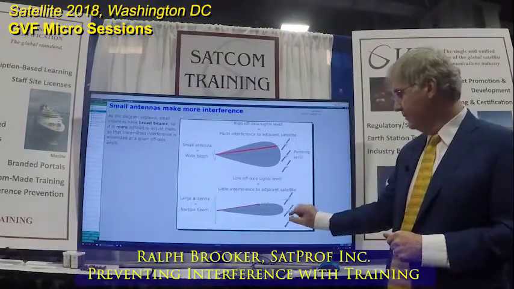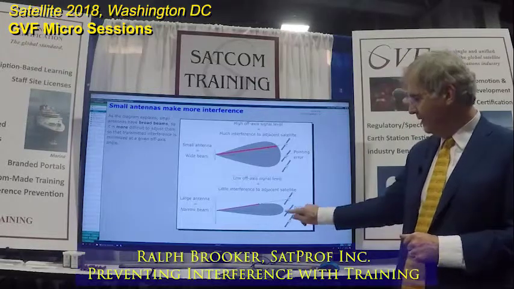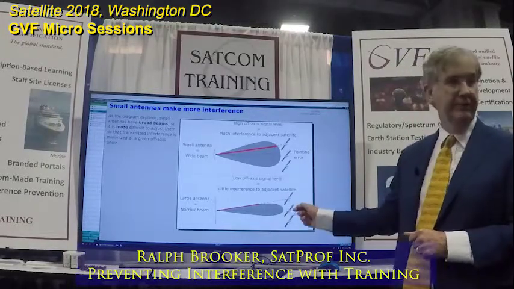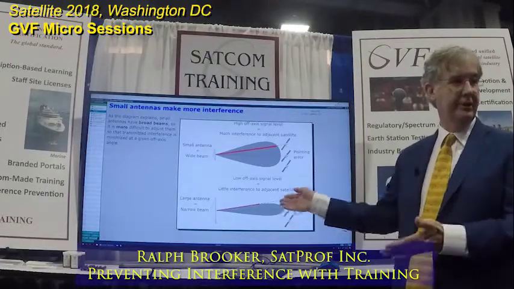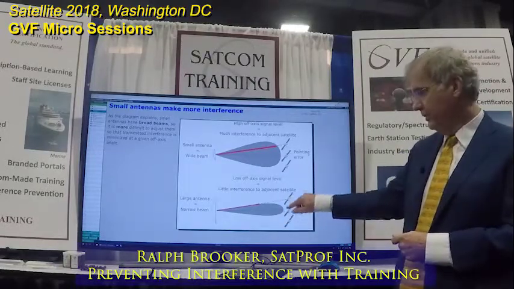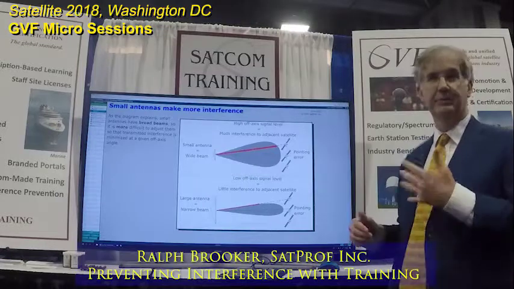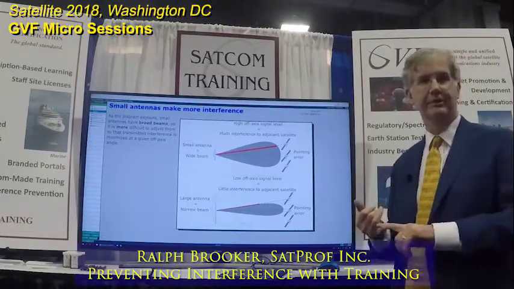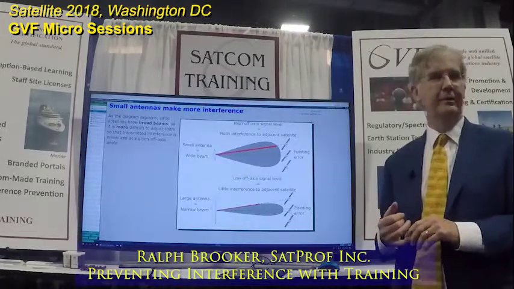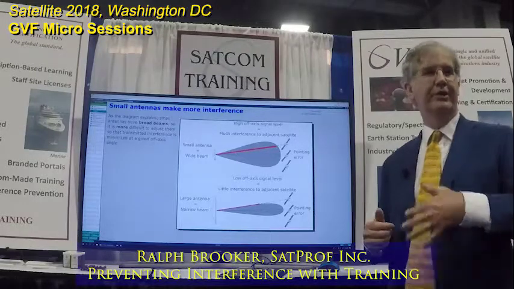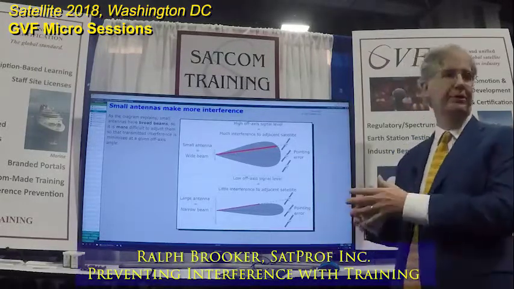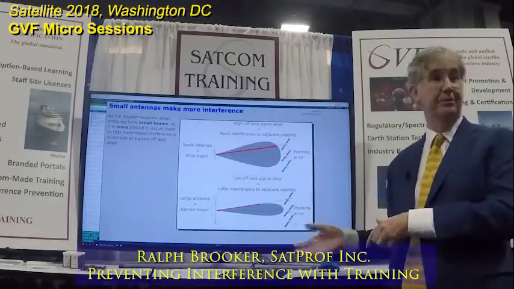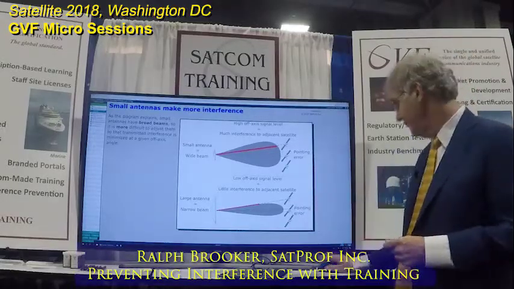Whereas if you have large antennas, even if you mispoint a little bit, it's going to be apparent to the installer when they're peaking it that they're not peaked right, long before they start to make interference. So that's why it's so important with the training program when you're trying to reach low-level technicians. They're usually installing small antennas. It's more important to train them than it is people working on big expensive stations.